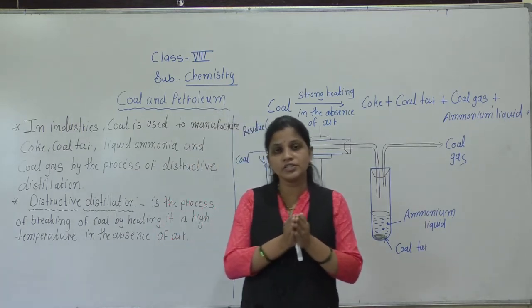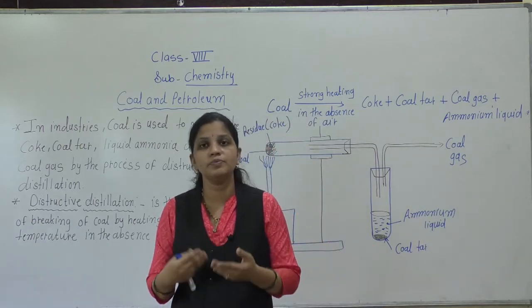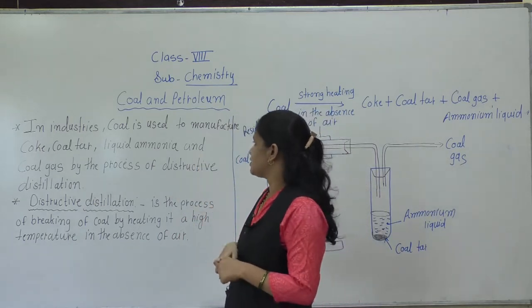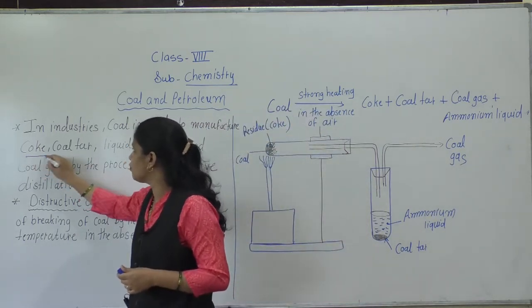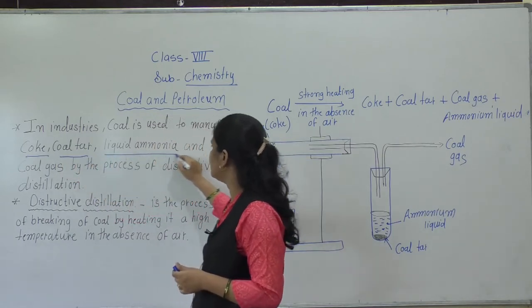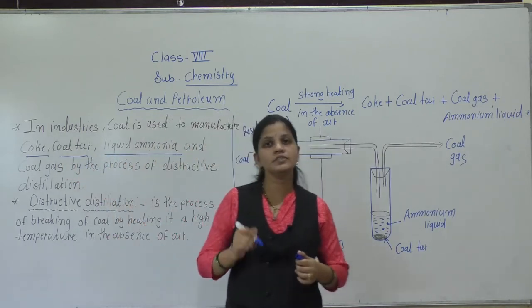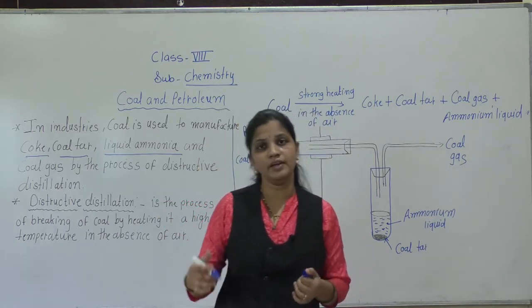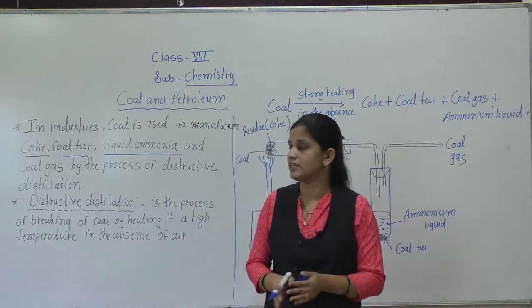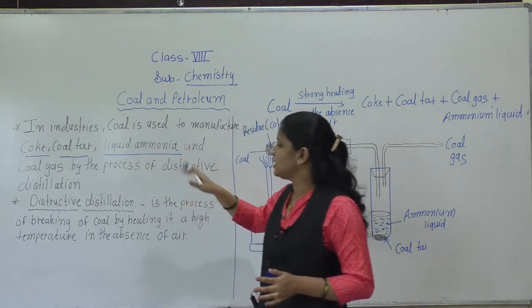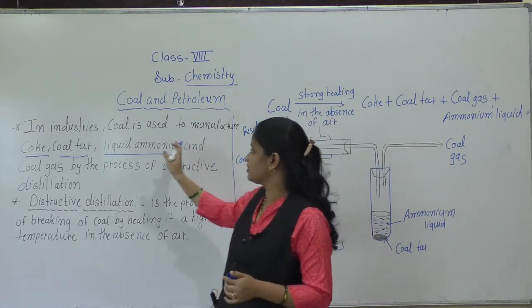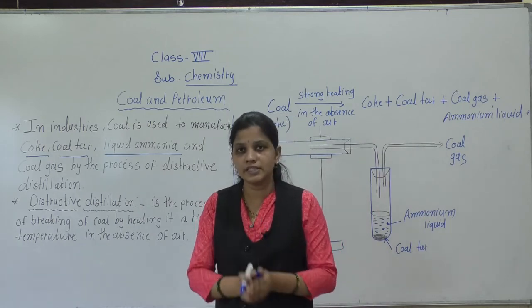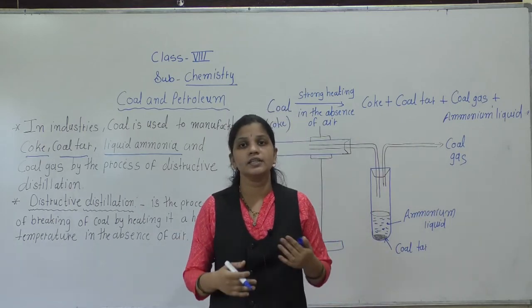This is the destruction of coal only. With the help of coal, we get these substances: coke, coal tar and liquid ammonia, and we use these substances further. We will see their uses later. First we will see how these products are manufactured by the process of destructive distillation, and what exactly destructive distillation is.